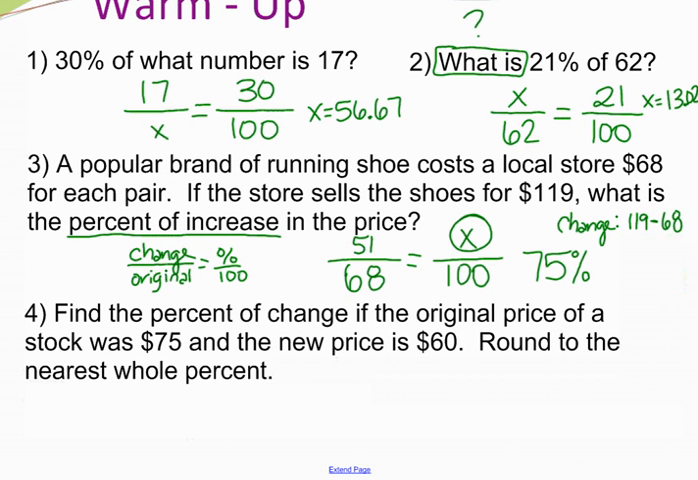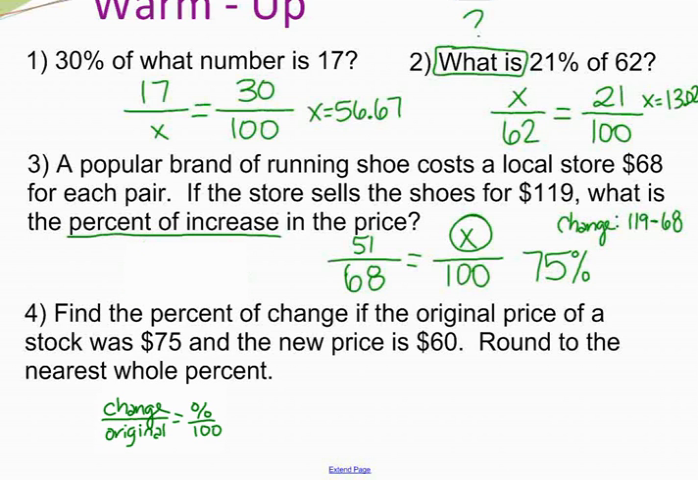Number 4 is the same setup as number 3. This change over original equals percent over 100, same thing. I know that because it says find the percent of change in the problem. Okay. Find the percent of change if the original price of a stock was $75 and the new price is $60. Round to the nearest whole percent.